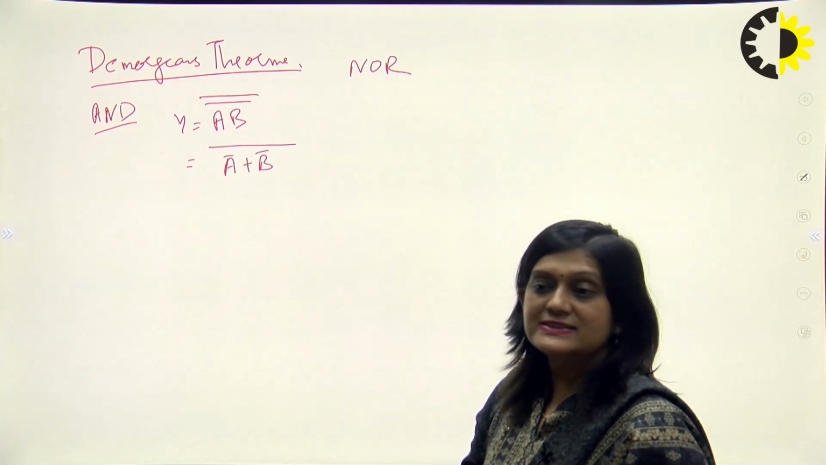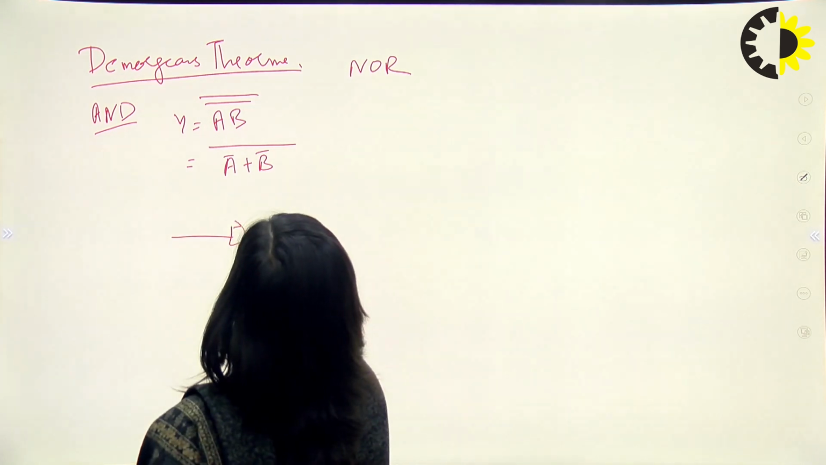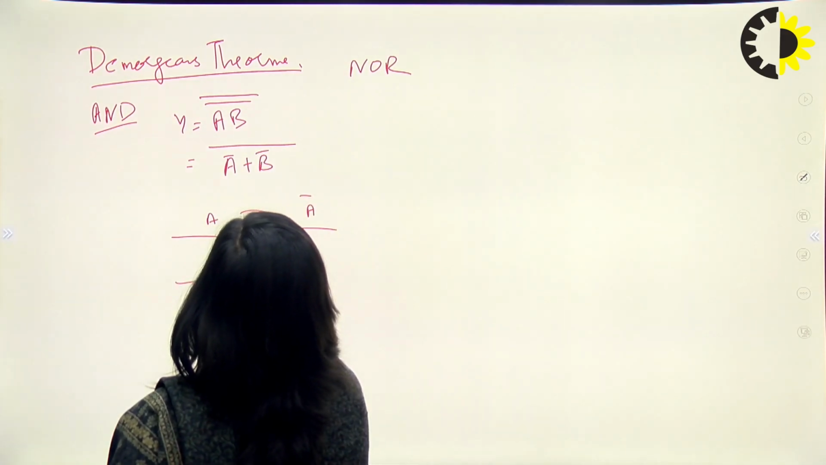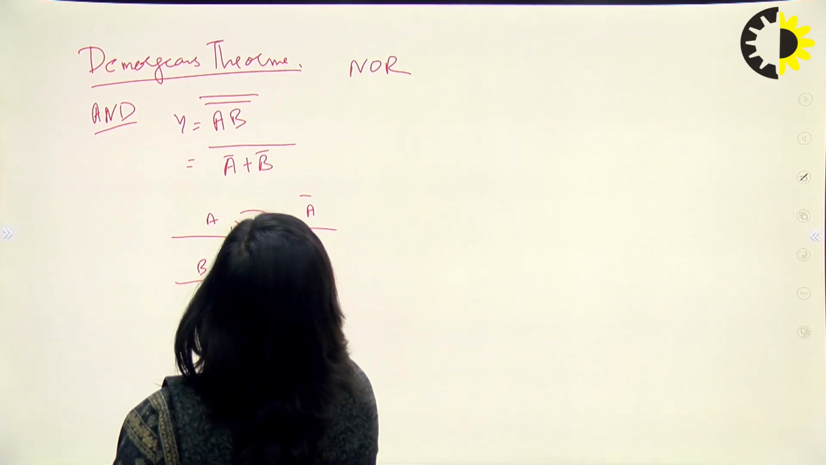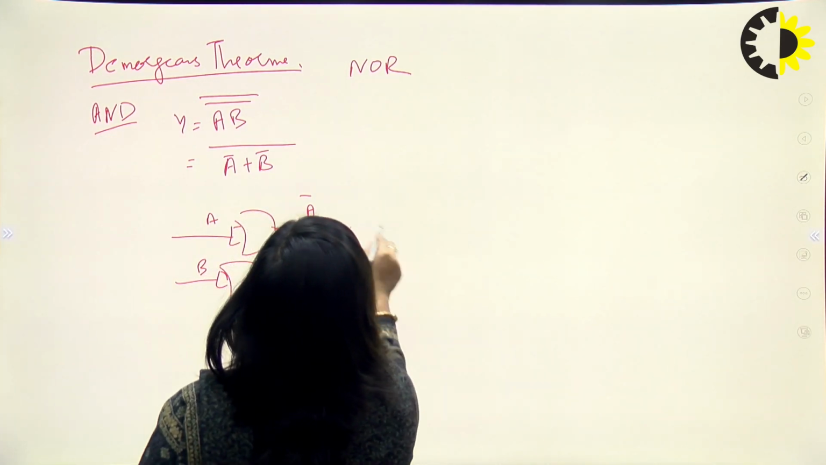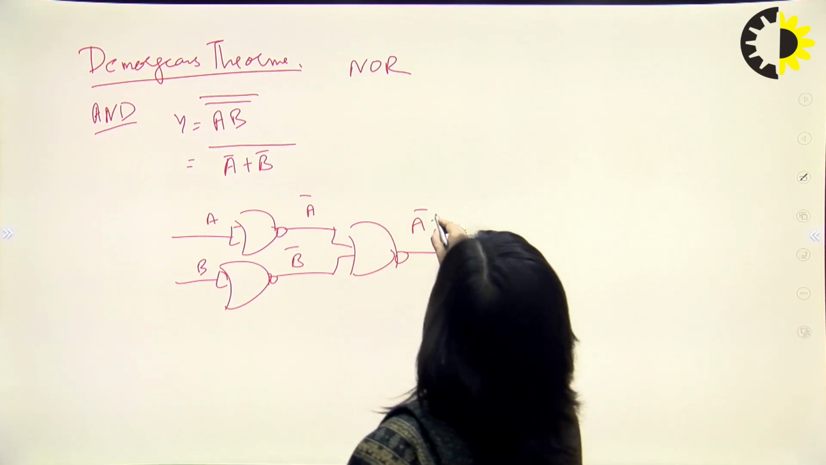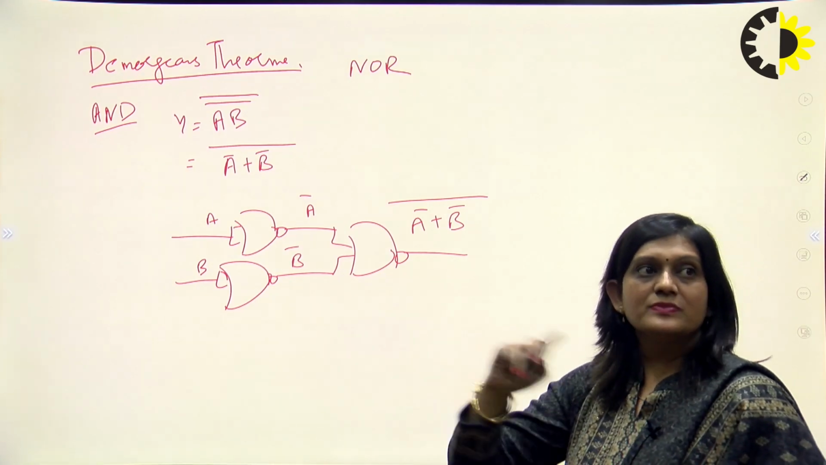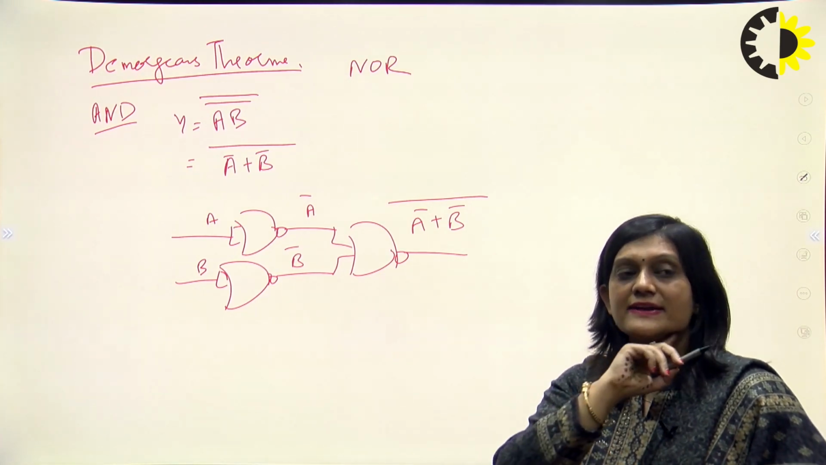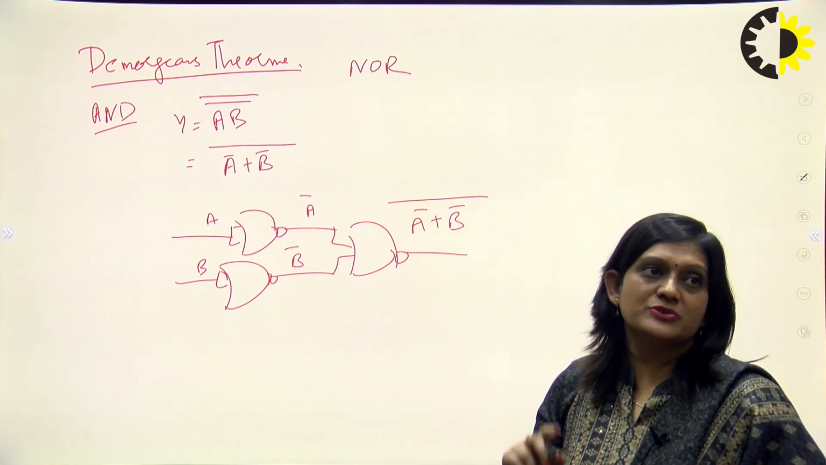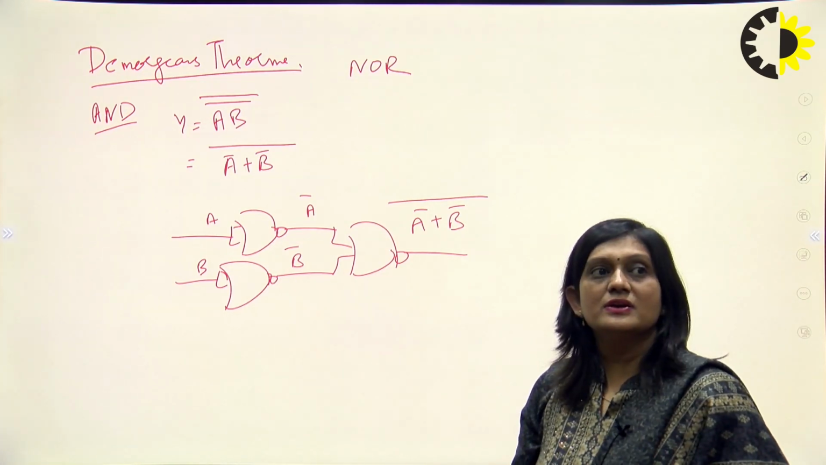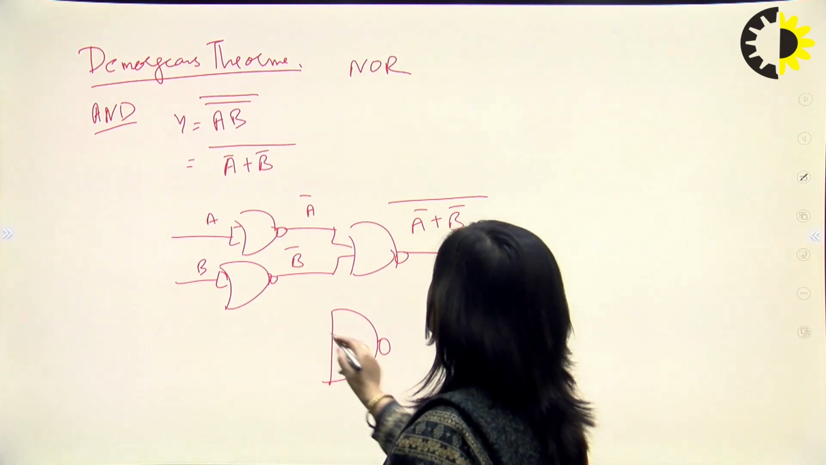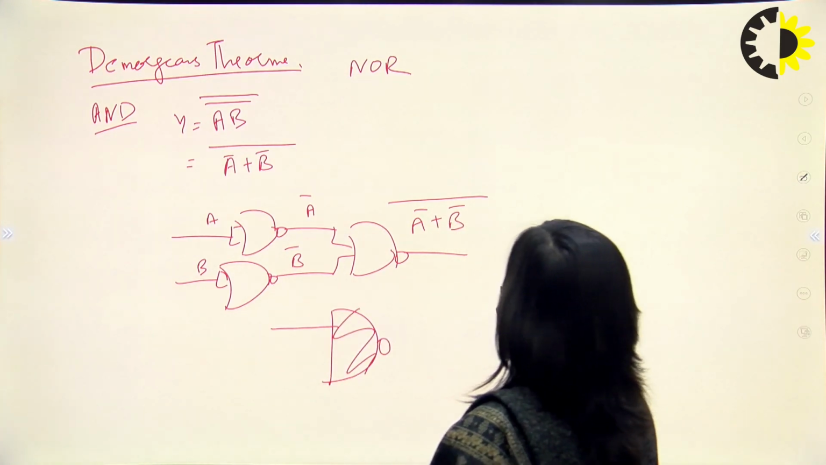So now we can design this circuit, like A bar will be in this way. This is A and this will be A bar. After that, this is B, this is B bar. And this is like A bar plus B bar, bar. So this is how we can design the AND gate with the help of the NOR gate using De Morgan's theorem. And if we design the AND gate, like this was the AND gate.